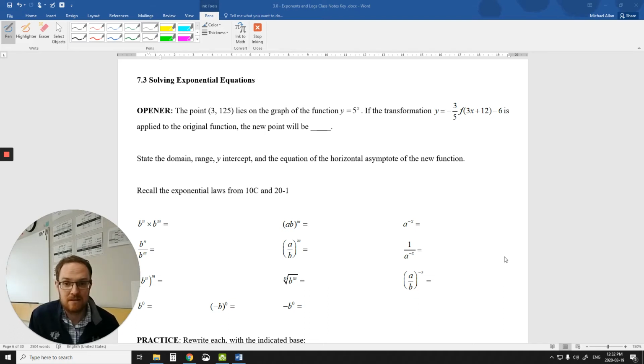We're going to do the next lesson in our exponential equations and functions. This is more of a review lesson, a review of some Math 10 topics and maybe Math 20 topics on how exponentials work. So, the first question here, let's just talk about this one.